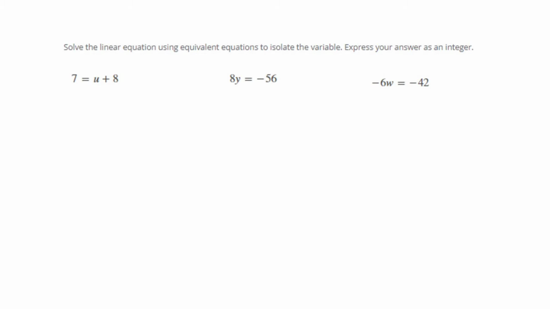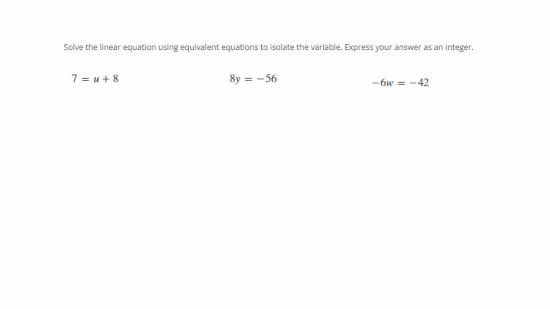Now, when you're solving, you're trying to isolate the variable and get it all by itself. And what's different here than what we've done in the past is that we have an equals sign. And that equal sign is trying to keep everything balanced. And whatever you do on one side, you're going to have to do on the other to keep it balanced with that equal sign.